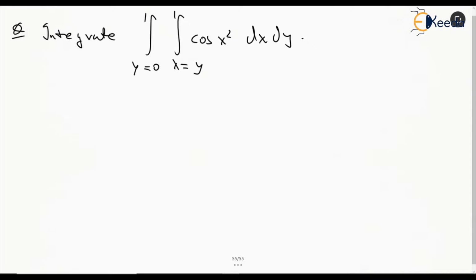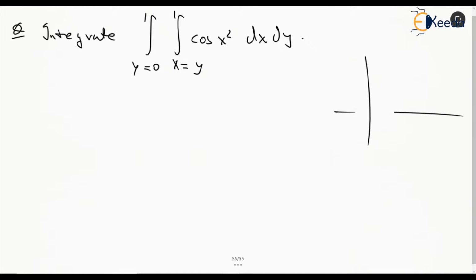Clearly, this integration of cos x square is a bit tedious. So instead of that, we can find the region for this integration and reverse the order. So maybe it is possible that we can get an easier path. So let's say this.